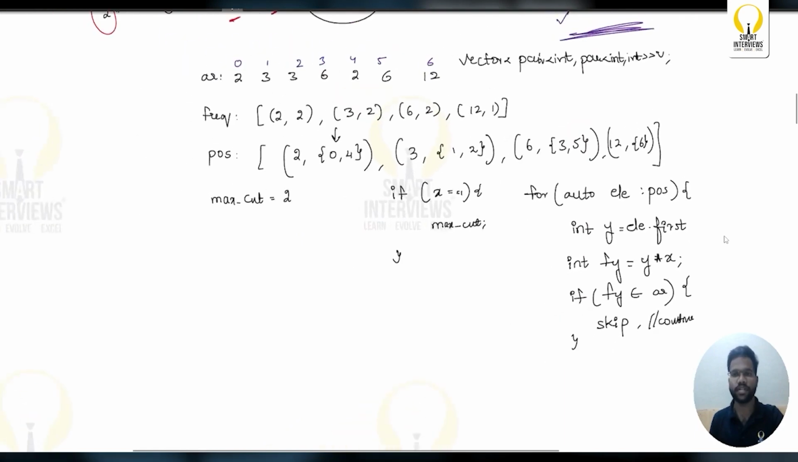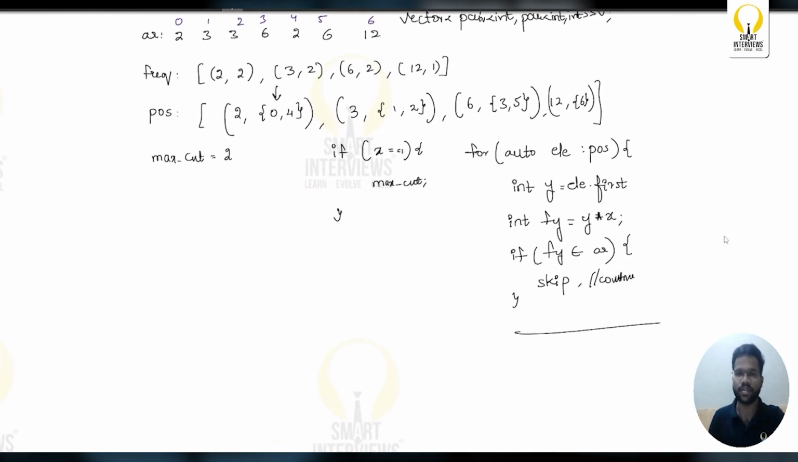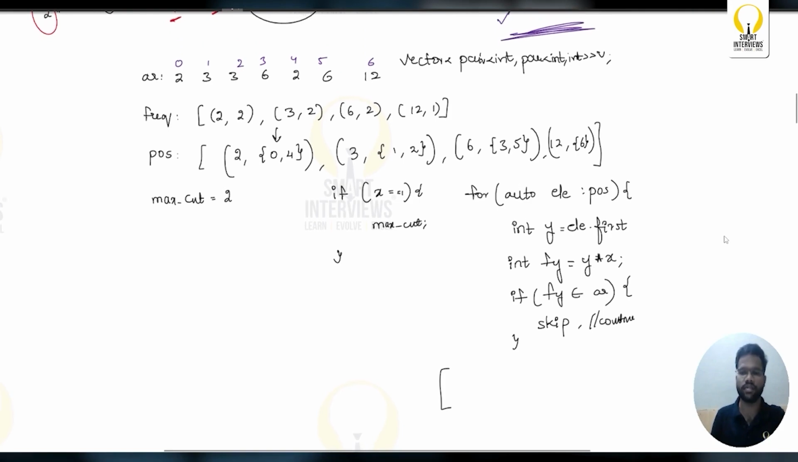Okay, but if it is present, what will you do? If it is present, I will simply find the indices. So I'll be taking one more array, or basically a vector, in which I will be storing, let's say for 2, if you are starting from 2, and the value of x that we have taken is also 2.